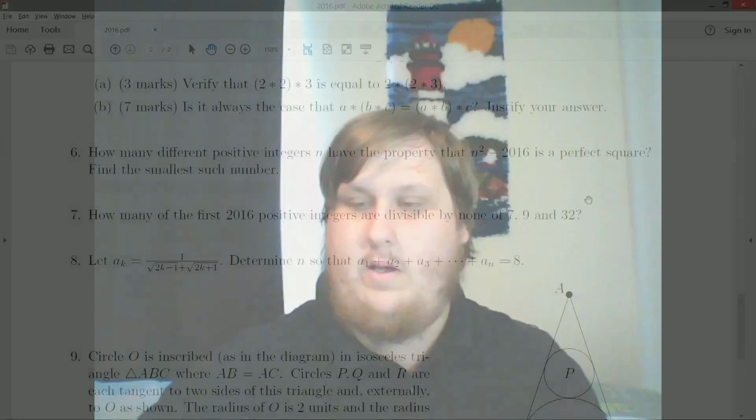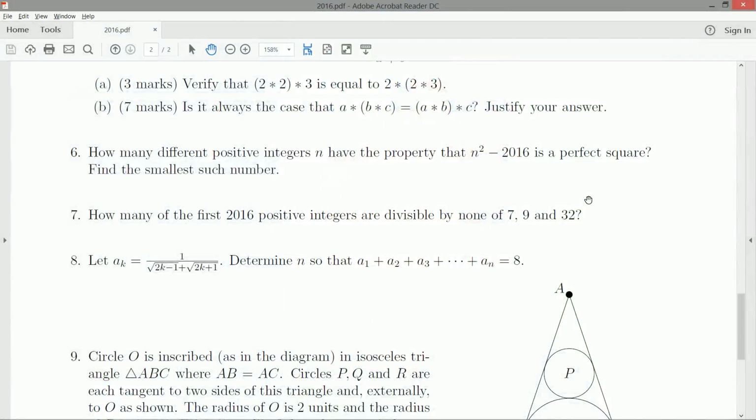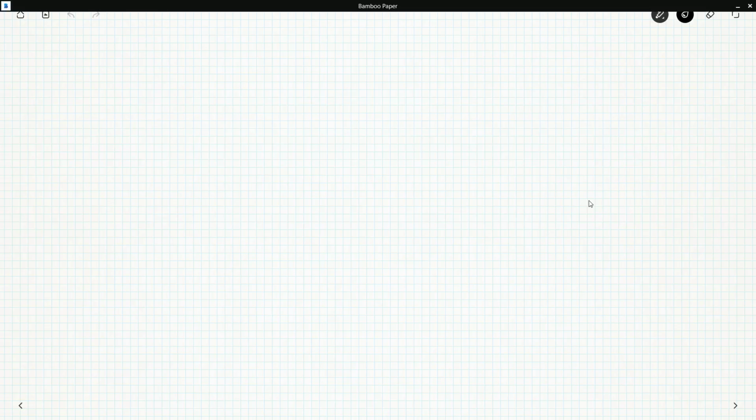I mean, this has nothing to do with 2016. You can do this with up to any number, actually, and I'll show you how. But the basic idea is the principle of inclusion and exclusion, and it's sort of based off a Venn diagram.